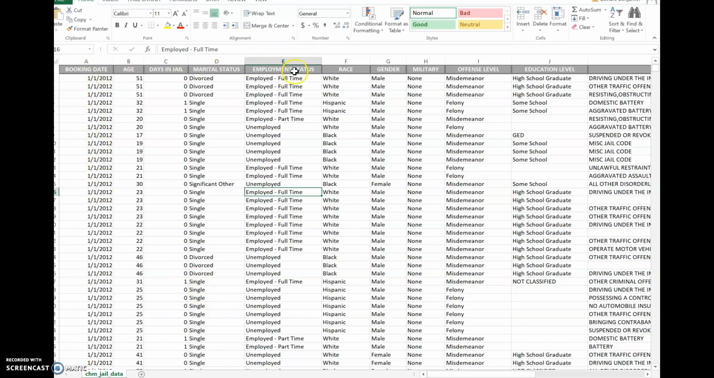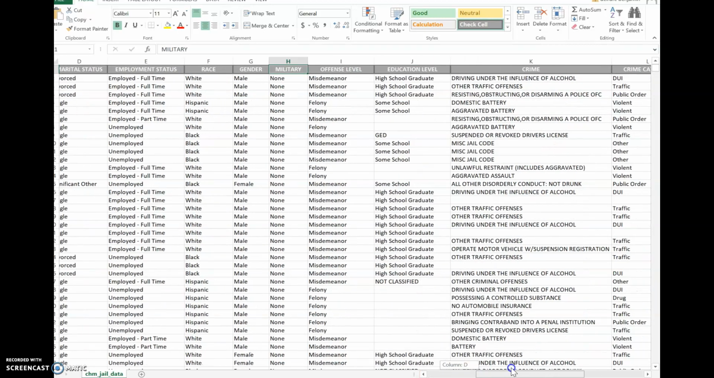And here are the variables that we have in this data set. Booking date, so the date the individual was booked, and this goes between 2012 and 2014. The age of the individual that was booked, the days in jail, the marital status, the employment status of the individual, of course upon their arrest. This is race, gender, whether they were in the military or not.